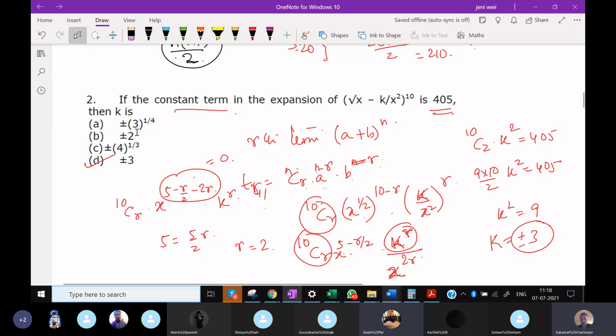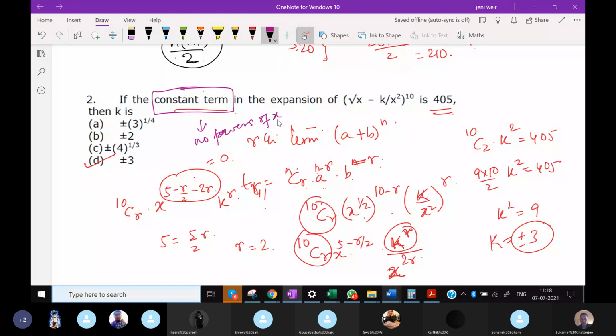I have a doubt. How come we equate the powers of x to 0? Yes. Right. So when they are talking about the constant term, that means it will not have any powers of x. No powers of x, right? For example, I'll give you a very simple example. x plus 1 by x, whole square, is equal to x square plus 1 by x square plus 2. So 2 becomes the constant term. Clear?